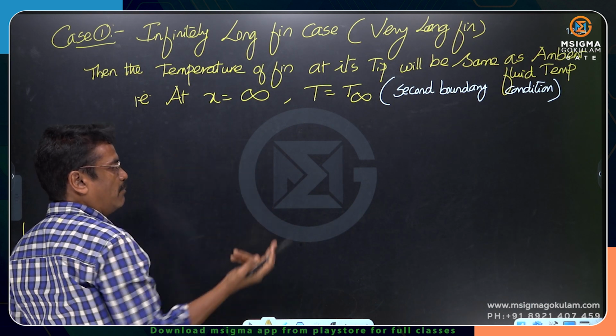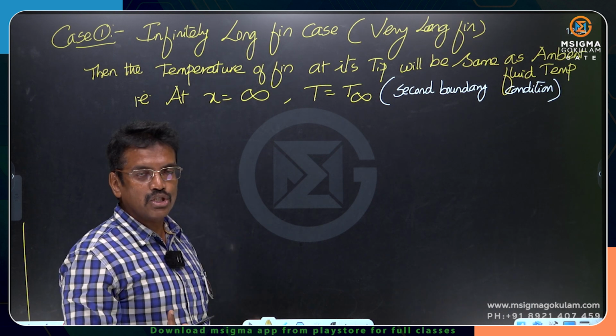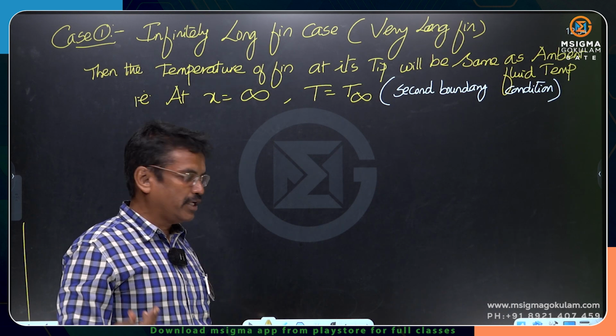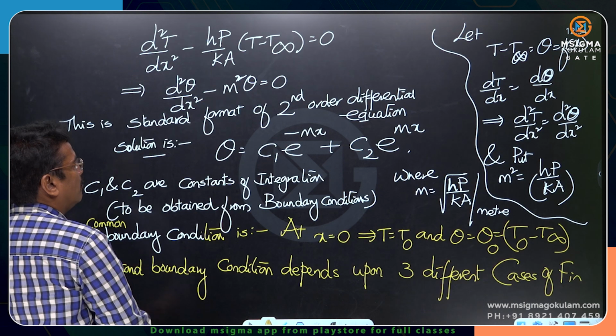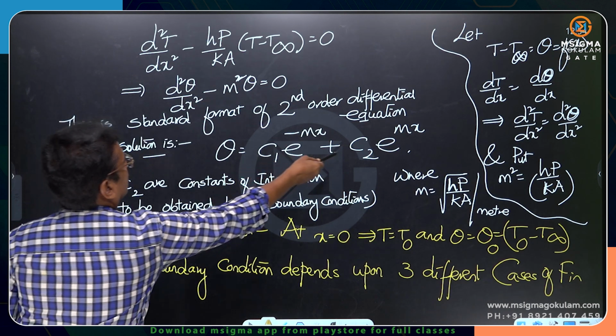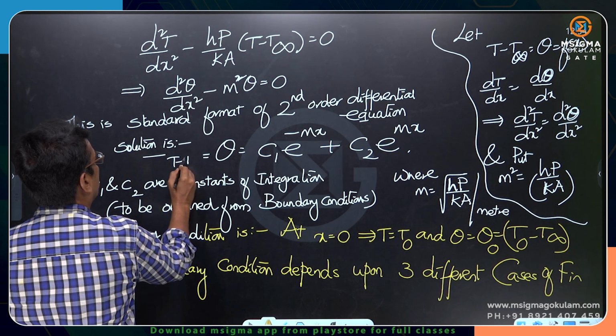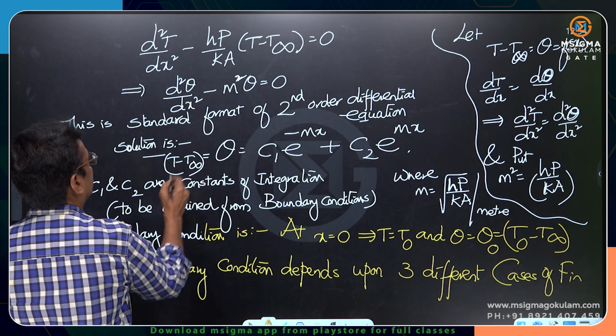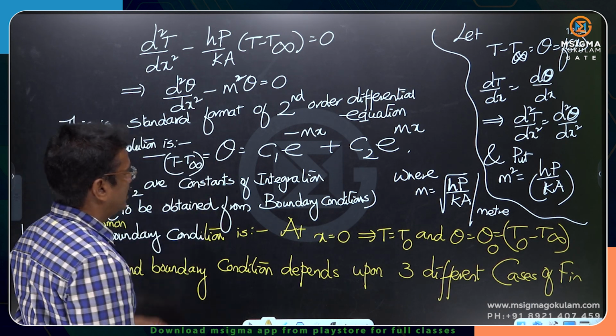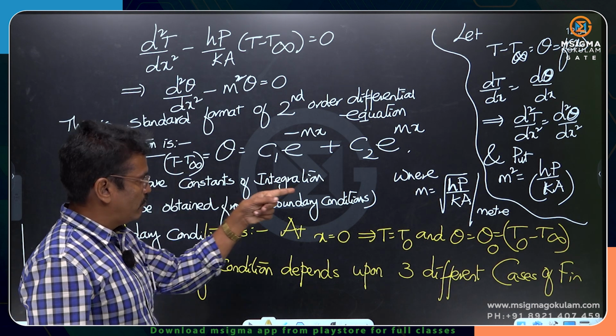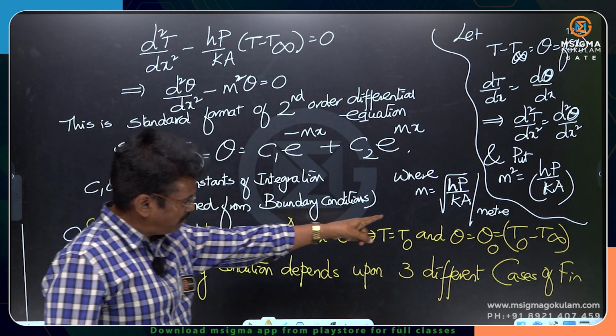So we got both boundary conditions, two boundary conditions, we can get two constants. Once we get the two constants here, we get the temperature distribution. After all, what is theta? Theta is T minus T infinity, right? And m is root of hP by kA, we already know it, its units are per meter.